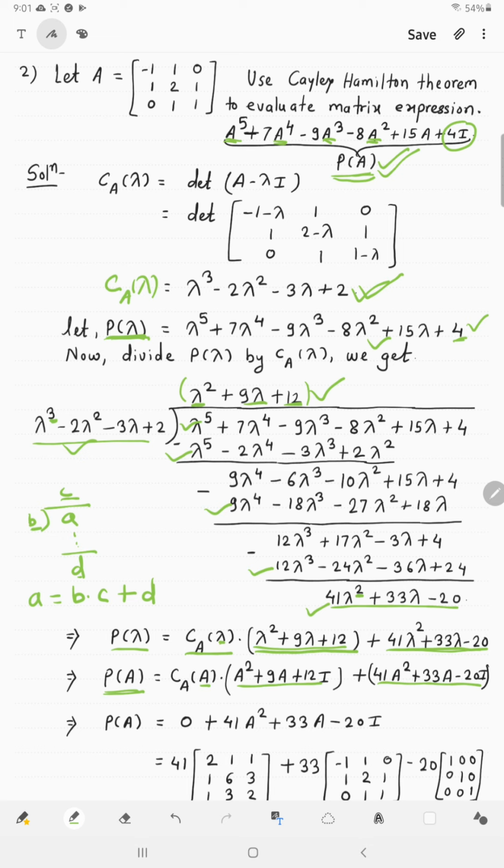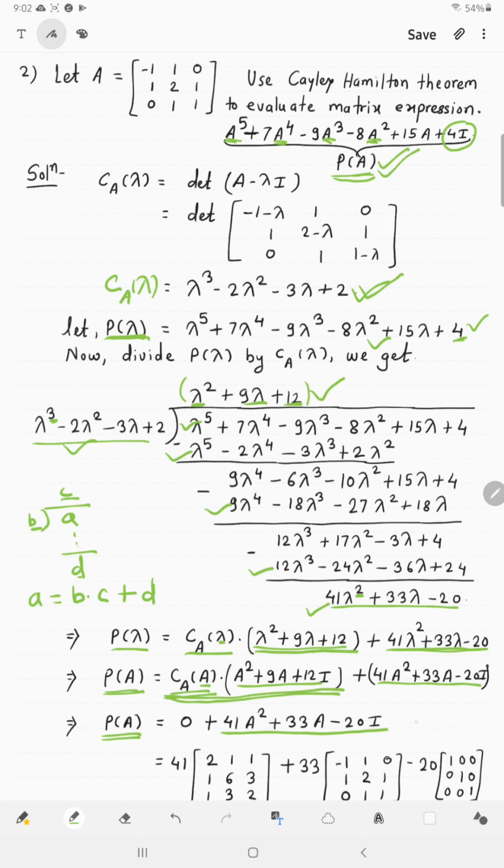Now where do we use the Cayley-Hamilton theorem? Now here we use the Cayley-Hamilton theorem. As ca of A is 0, as we all know using the Cayley-Hamilton theorem, every square matrix satisfies its characteristic polynomial, so ca of A is 0. So as this is 0, the whole product is 0. So the only remaining term is p of A, which is 14A square plus 33A minus 20I.